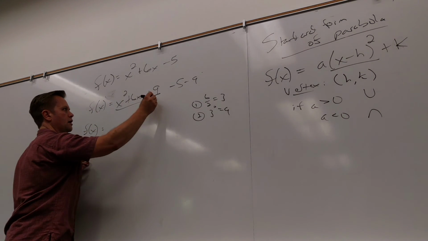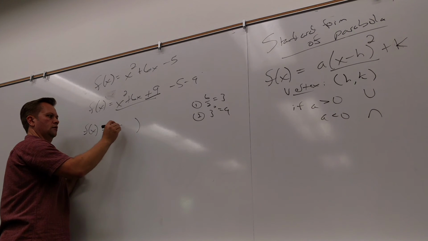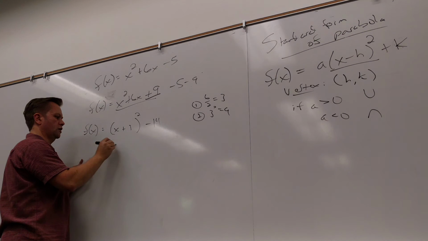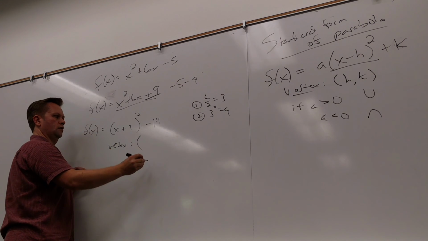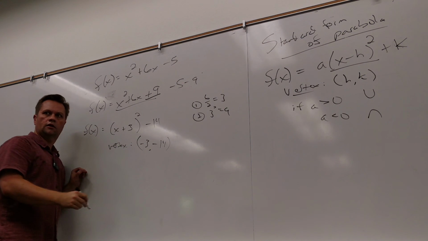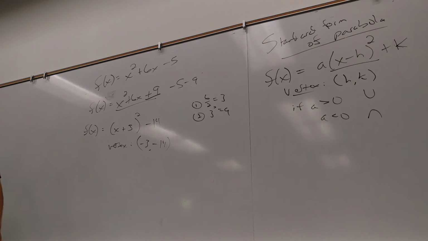But how can I write this now? So what's the vertex? -3. All right. Maybe.